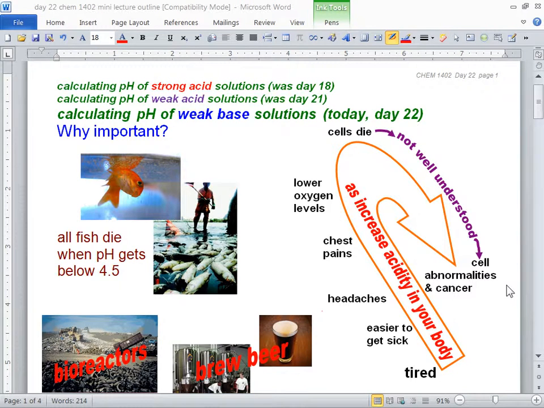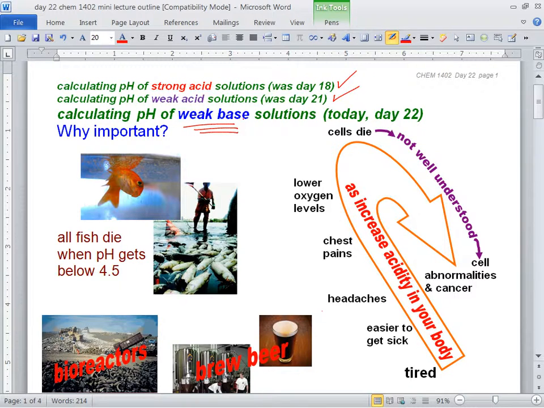Okay, we're still messing with pH because acids and bases are pretty much everywhere, right, in our world and with what we do. So we've talked about strong acid solutions. You just took a quiz on weak acid solutions. Now we're going to be talking about weak bases.